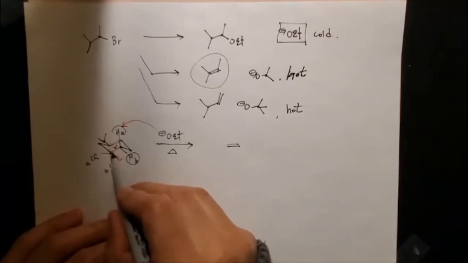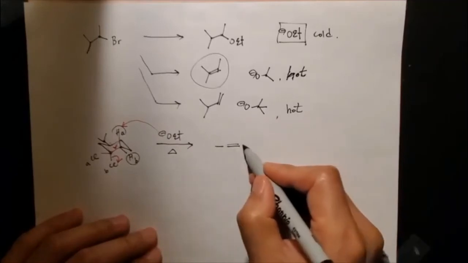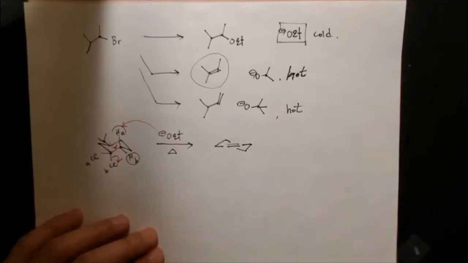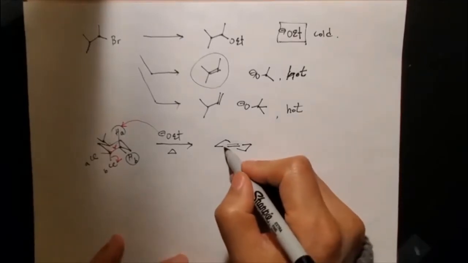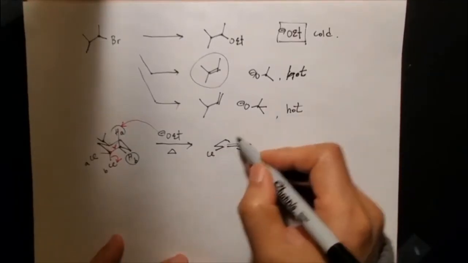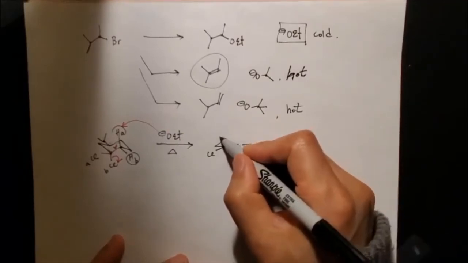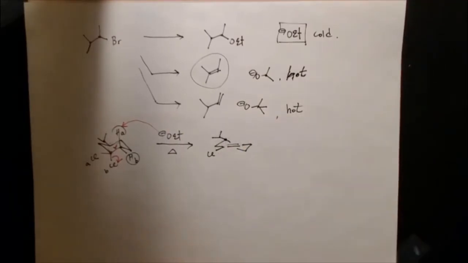That's sp2, not sp3. Therefore, your drawing has to be this way. Then you have your chlorine sitting there, and there you have your isopropyl group.